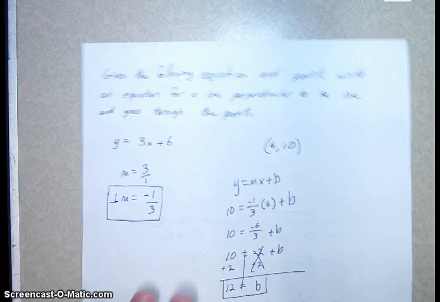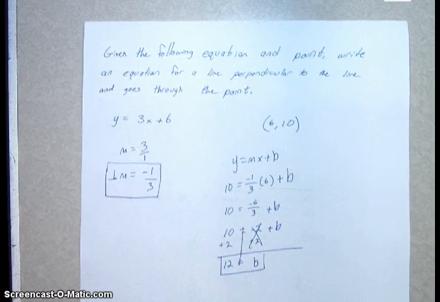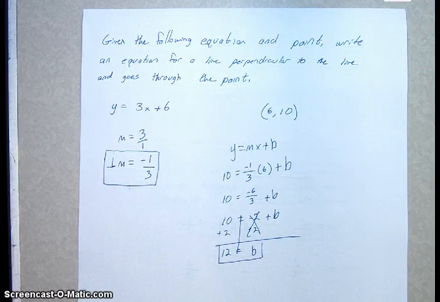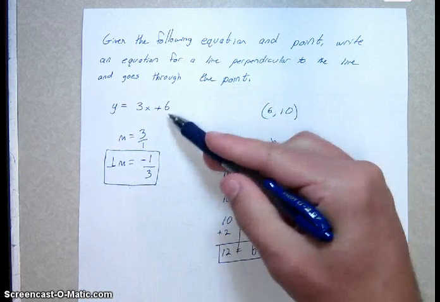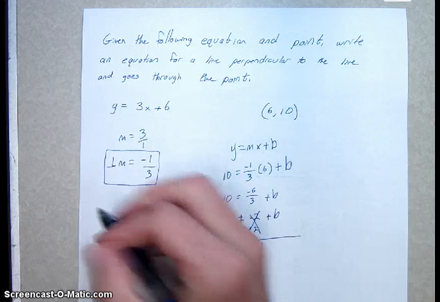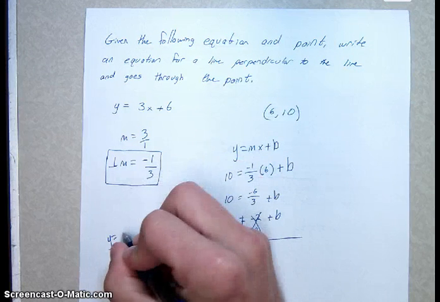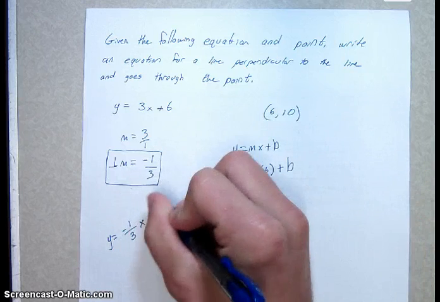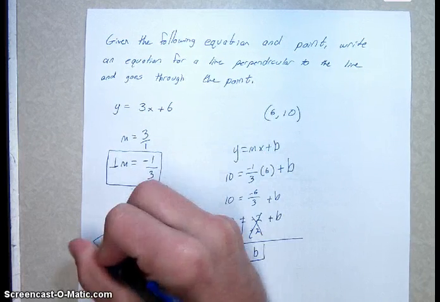So now our whole goal here was to write an equation, and I have my new slope, my y-intercept. So the equation of the line perpendicular to y equals 3x plus 6 that contains the point (6, 10) would be y equals negative 1/3 x plus 12. And that's how you do it.